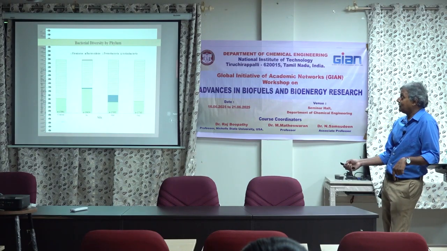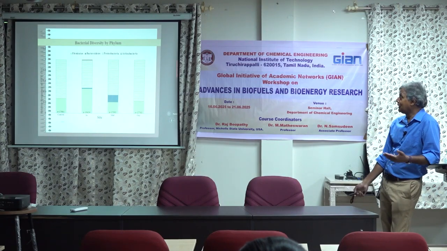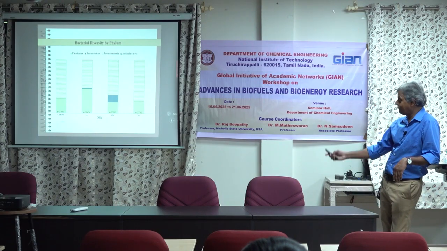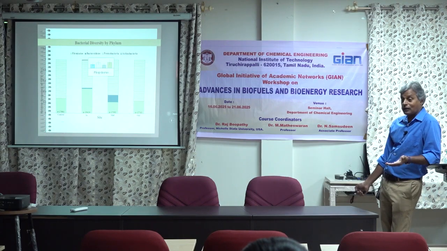And then we did the bacterial diversity analysis, what kind of bacteria are there, and that's a list at the bacterial phylum level and different sites: control, in, out, and middle site. It shows what kind of bacteria is present in the water system.